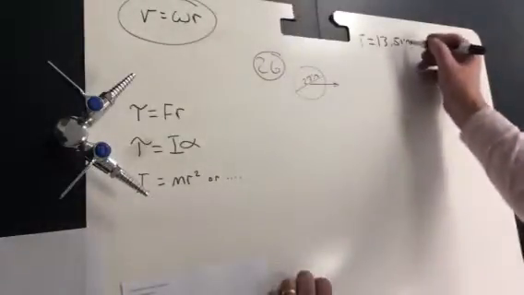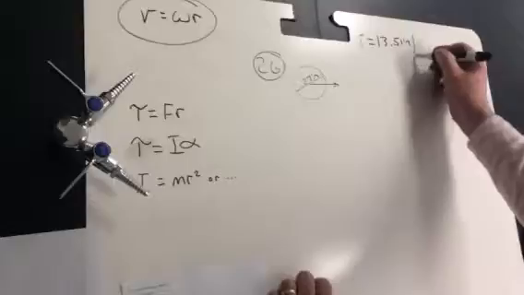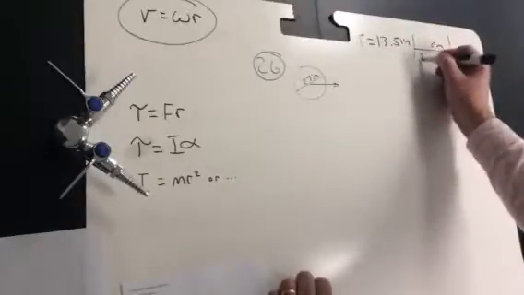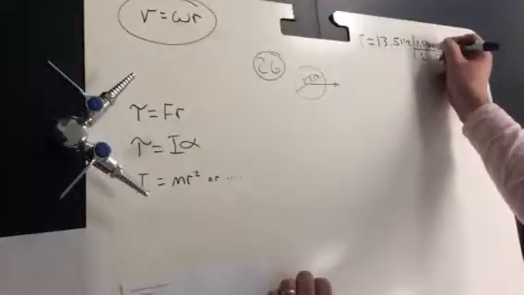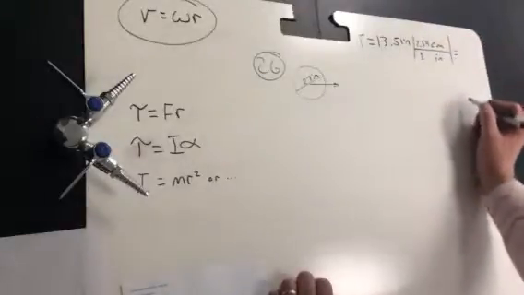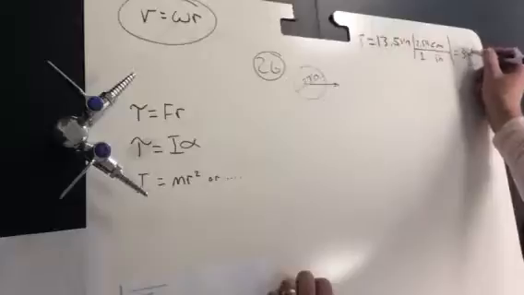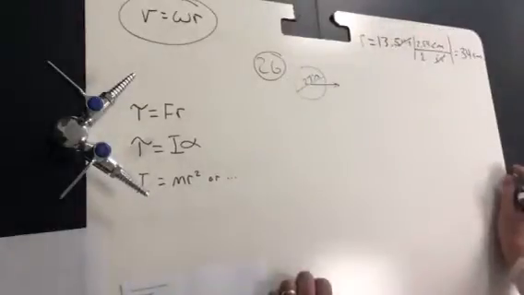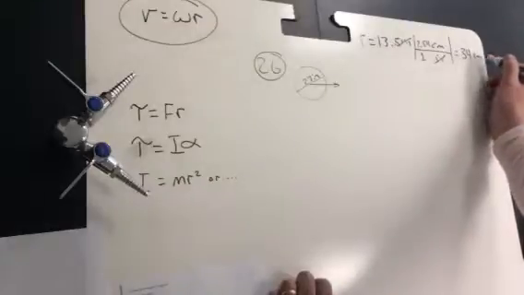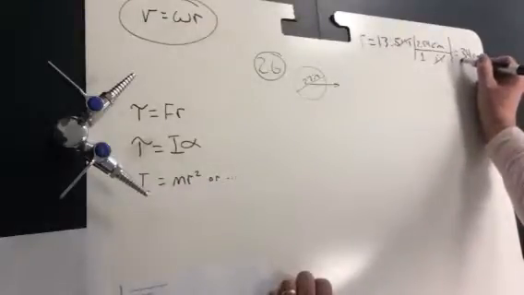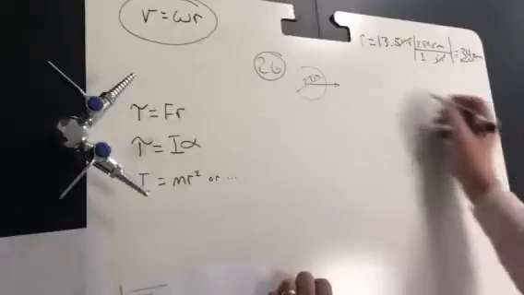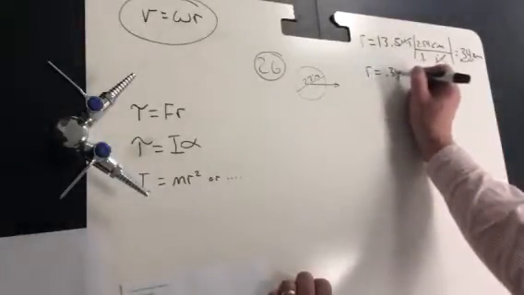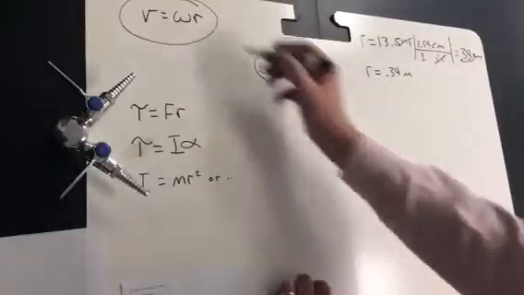Now the problem with this is it's in inches, so I have to convert it. Inches on the bottom, centimeters on top. For every 1 inch, there's 2.54 centimeters. And this is equal to 34 centimeters. Problem with that is it's still in centimeters. I don't want centimeters, I want meters. So just move this twice and you get rid of the centi. So R is equal to 0.34 meters.